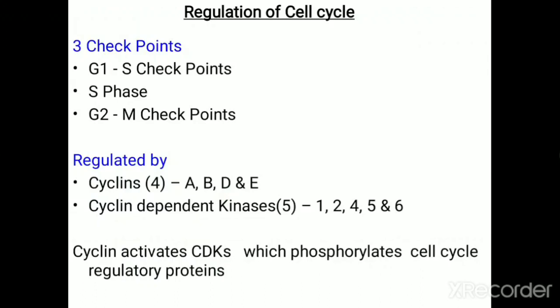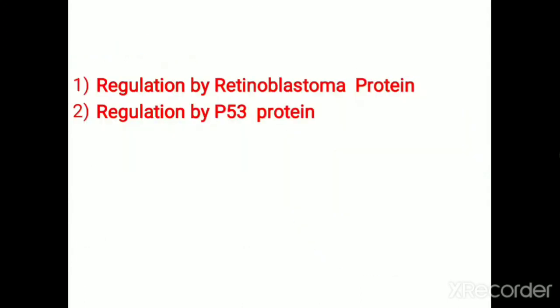There are 5 different types of cyclin dependent kinase: cyclin dependent kinase 1, 2, 4, 5 and 6. Cyclin protein activates the cyclin dependent kinase enzyme, and this activated kinase enzyme phosphorylates other regulatory proteins of the cell cycle. There are two important cell cycle regulatory proteins: one is the retinoblastoma protein, and the other one is the P53 protein. These are regulated by the cyclin and cyclin dependent kinase enzymes.